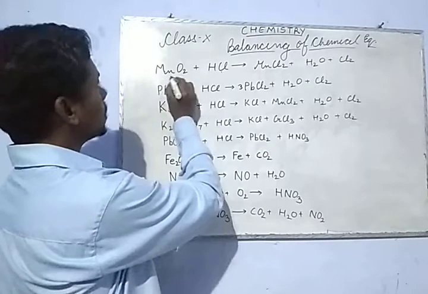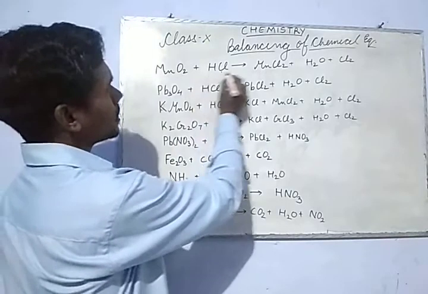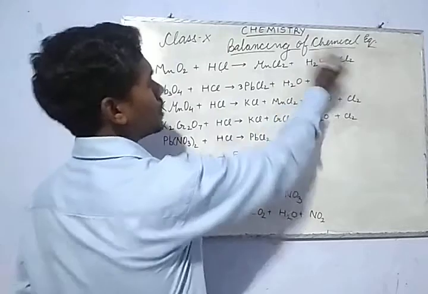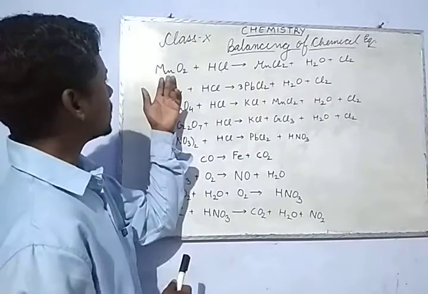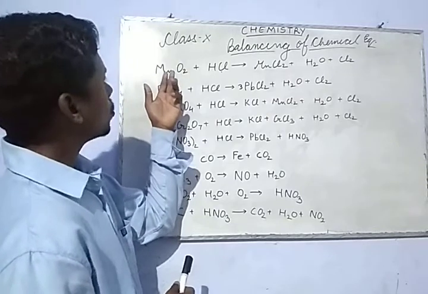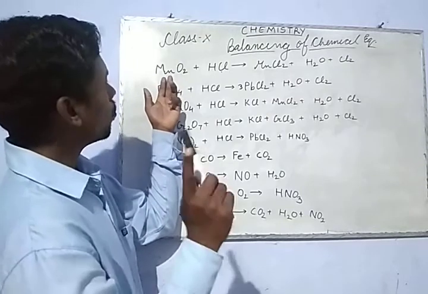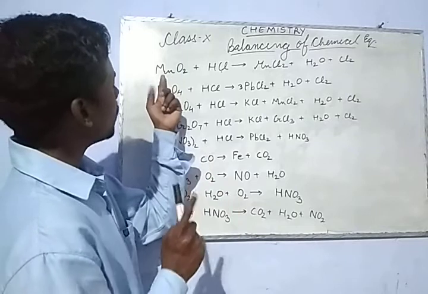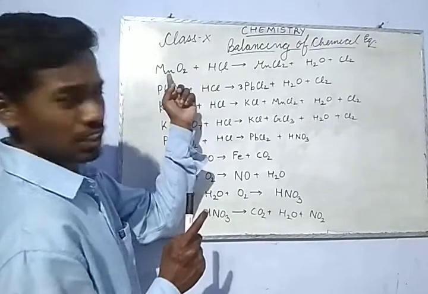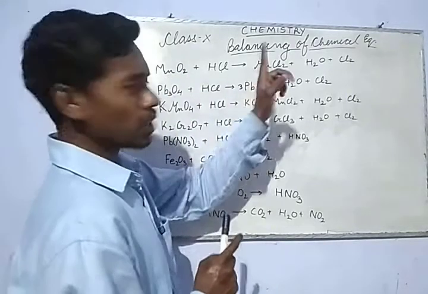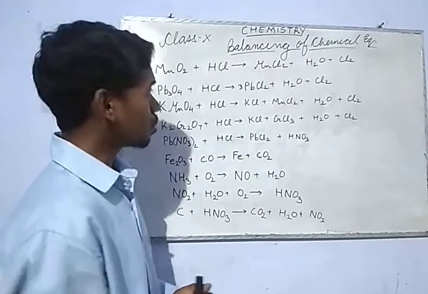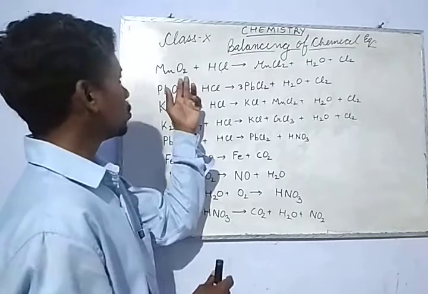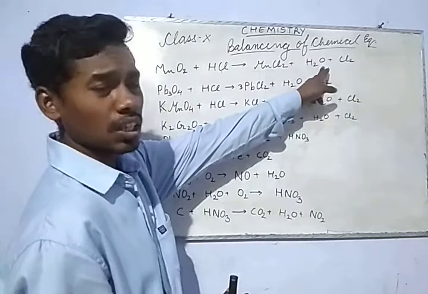So let's see here. The first reaction is MnO2 plus HCl gives MnCl2 plus H2O plus Cl2. Here the electropositive element present is Mn. There is one atom of Mn before the reaction, in the reactant, and in the product also we have one. So Mn is balanced from before. Then I told you we need to go for oxygen. Oxygen is 2 here, and we see that oxygen is 1 here.